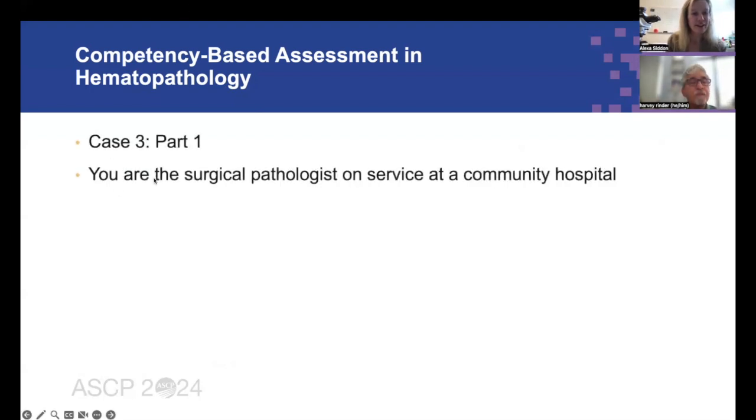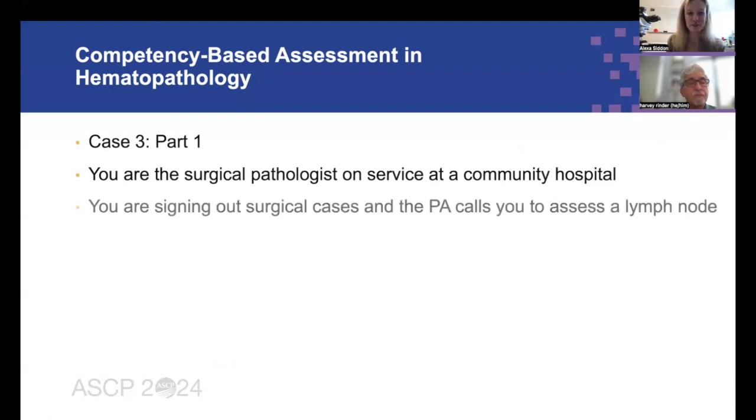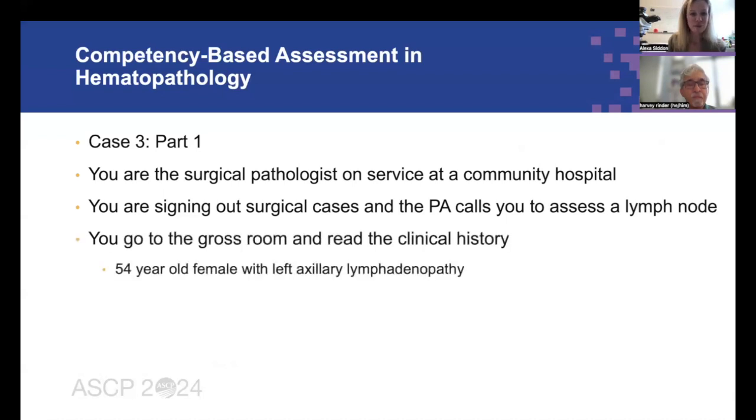So for our case, we're going to switch over from being a laboratory specialist and become a surgical pathologist at a local community hospital. On your sign out day, the PA calls you into the gross room to assess a lymph node. You go to the gross room and read the clinical history that's provided, which is a 54-year-old female with left axillary lymphadenopathy. Same idea. What are your initial plans and actions? How do you want to handle this case?